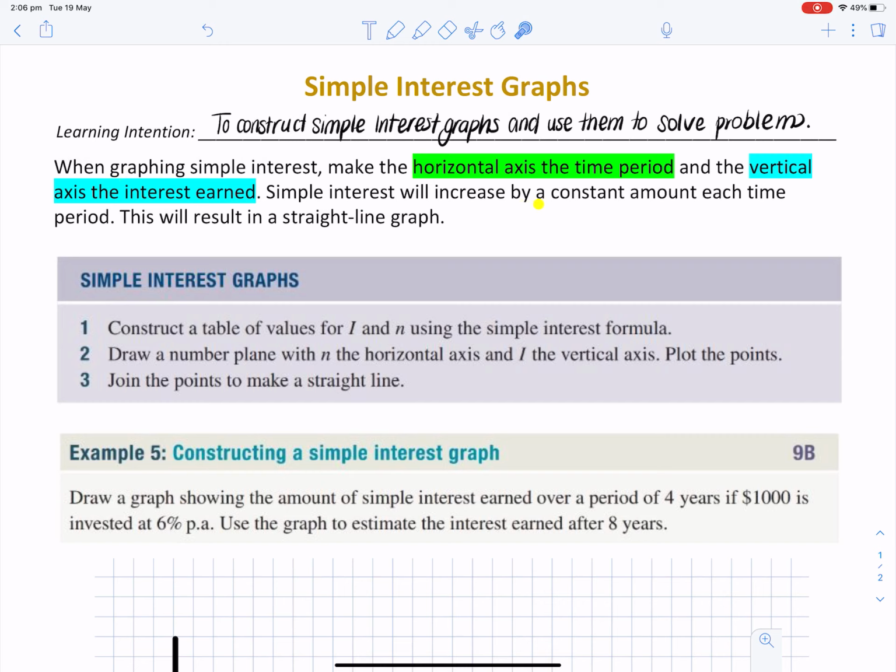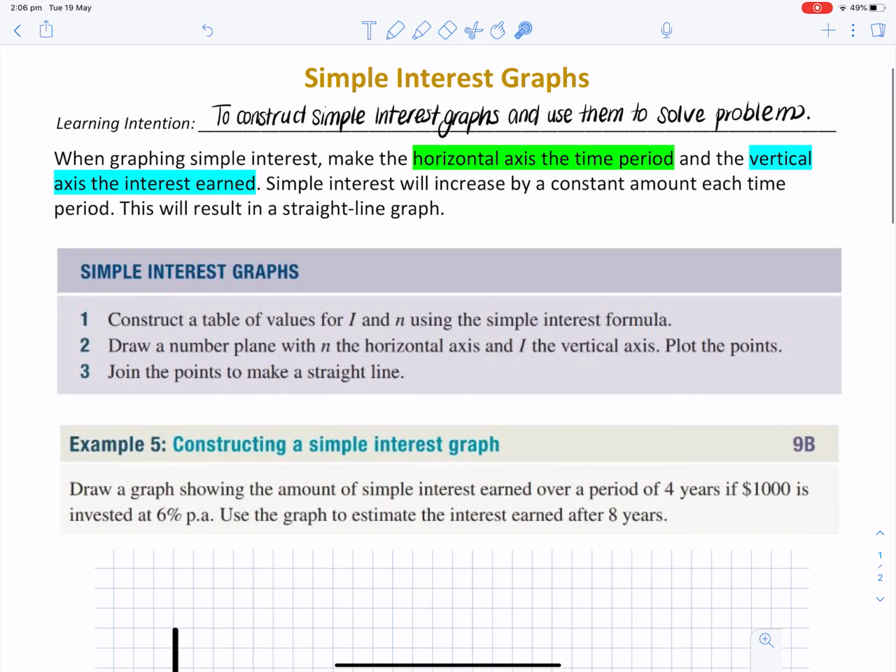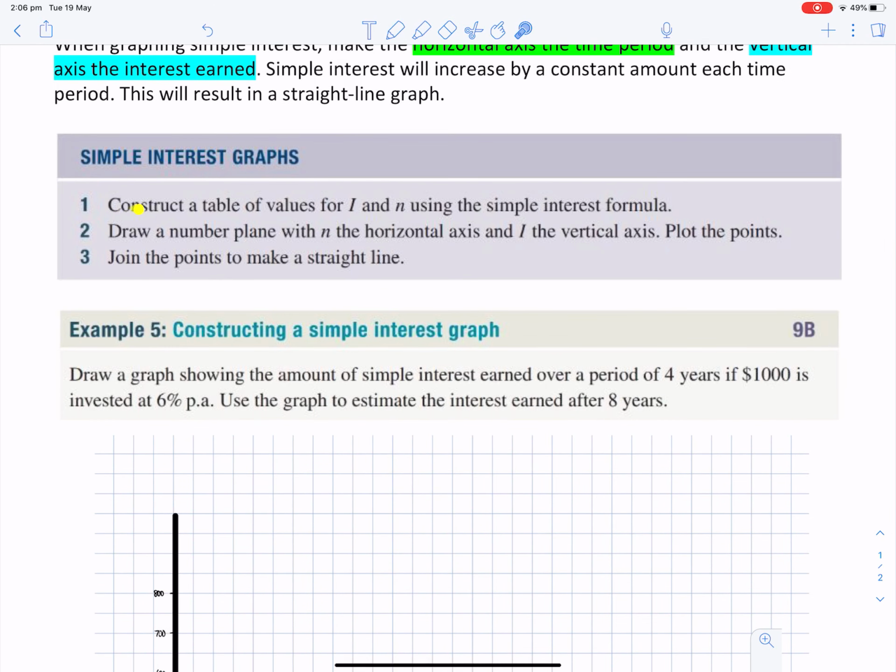So simple interest will increase by a constant amount each time period. This will result in a straight line graph. So simple interest is always a straight line, compound is not. Okay, so to create a simple interest graph, there are some quick steps we'll read over. Construct a table of values for I and N using the simple interest formula. Draw a number plane with N on the horizontal and I on the vertical. Plot the points and then join your points.